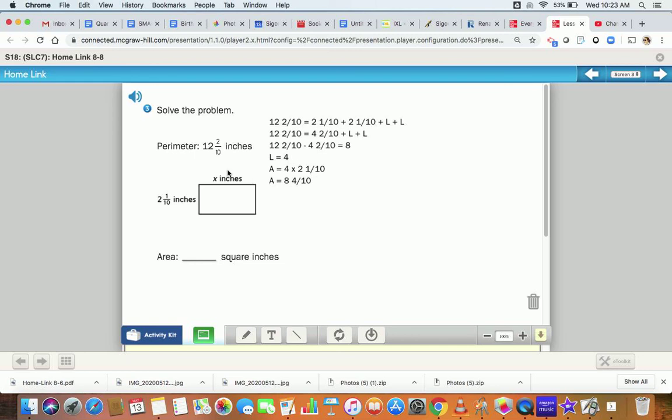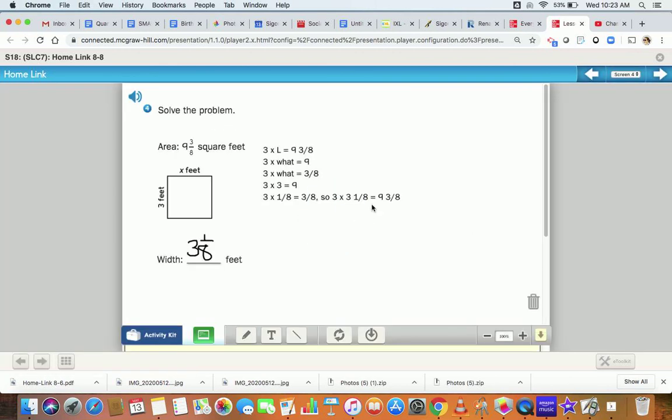So then, after I know that my length is 4, I can go ahead and do my area formula. So 4 times 2 and 1/10 would be 8 and 4/10 for my area for number 3. Number 4, again, they told you the area, 9 and 3/8 square feet, and you had to figure out the length. The width was 3. So we know that 3 times something is going to be 9 and 3/8. So I ask myself, 3 times what is going to give me this 9?